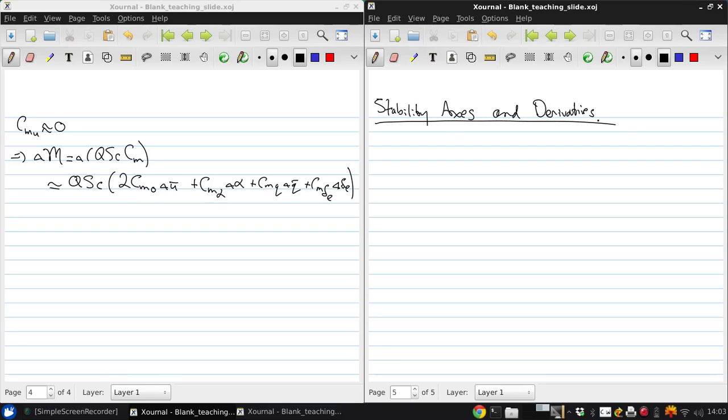So remember that the body axes, xb, yb, and zb, are specified relative to the geometry of the aircraft. But the axes that really matter are those that are parallel and perpendicular to the incoming flow or the flight direction, and we call these the stability axes, xb prime, zb prime, which are rotated about yb, which is the same as yb prime, by the free stream angle of attack alpha.